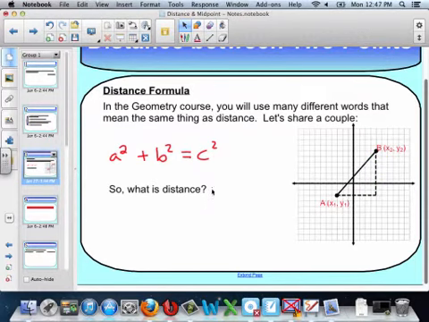Okay, let's try something else here. There's another direction I want to go with this. Suppose I didn't have the grid. Suppose all I had was 2 points. What's another way for me to find this horizontal distance?